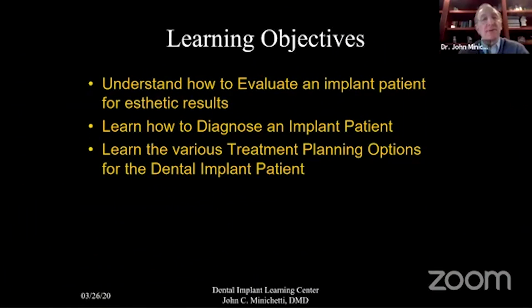Our purpose for our presentation today, and hopefully the learning objectives that you will get, will be to understand how to evaluate an implant case for aesthetic results. This happens to be an aesthetic case.